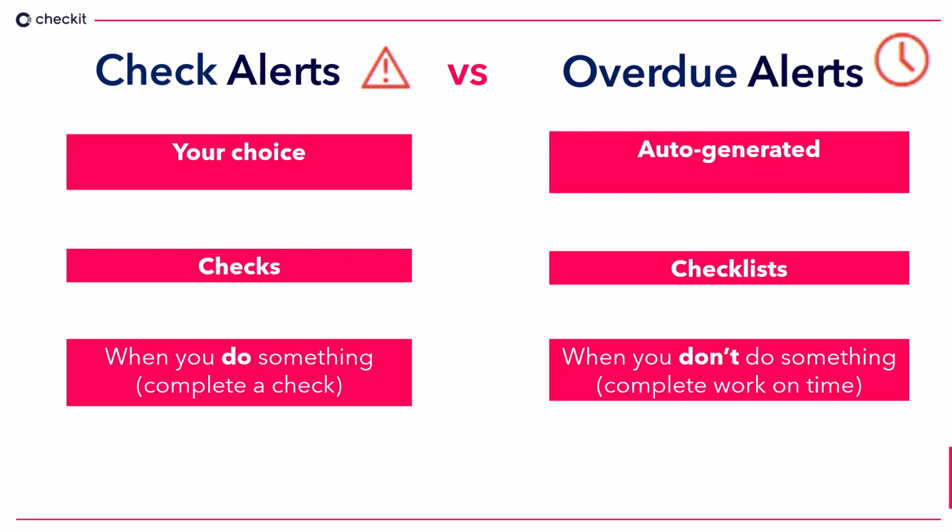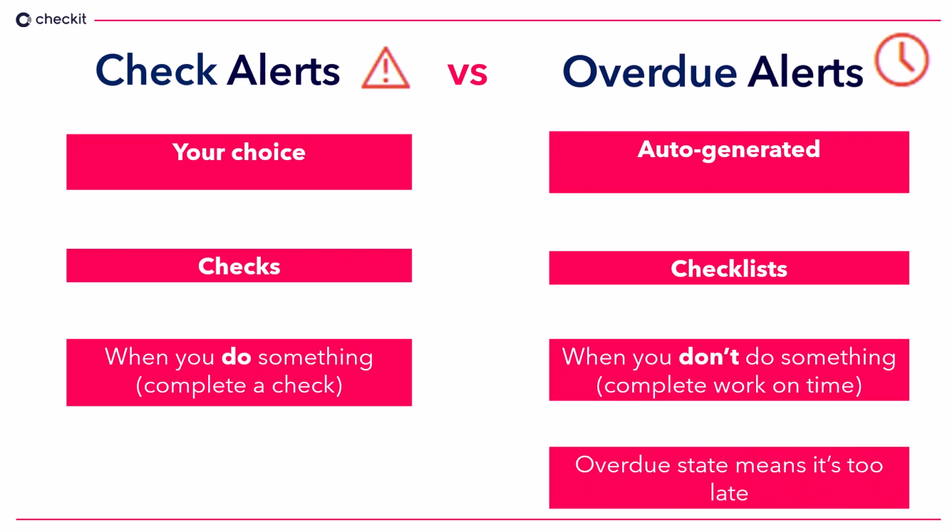And if the checklist reaches the overdue state, it means it's too late. It's likely that you'll be able to complete the rest of the work, but the alert will already have been sent. So that's check and overdue alerts.